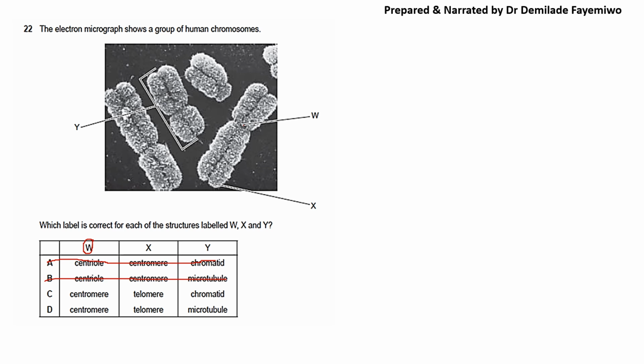Again, when you get into the exam, this is a technique that you should use because it will be very, very helpful for you. So I'm just going to look at what happens with C and D. I know that W is definitely the centromere, so I'm going to take that. I know that X is referring to the telomere, so I'm going to pick that as well. And I know that Y is referring to the chromatid and not the microtubule. So in this case, my answer for number 22 is C.